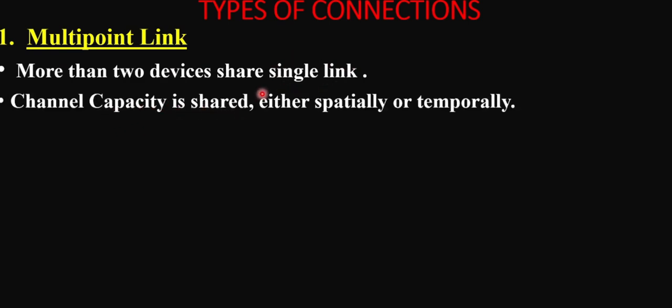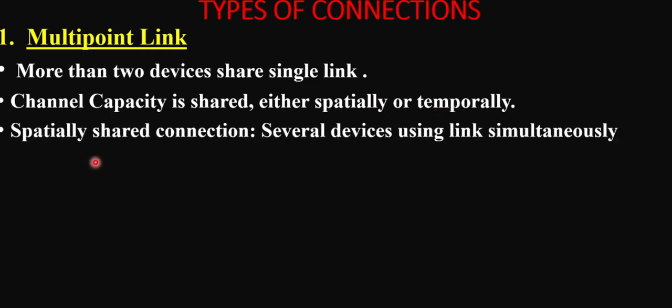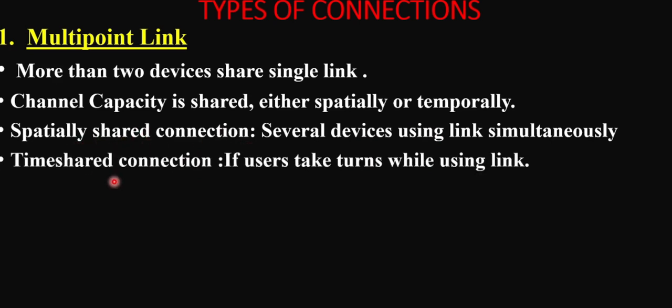Now channel capacity is shared among multiple devices, either spatially or temporally. A spatially shared connection is where several devices use the link simultaneously. All the devices will use the same link at the same time. So when the devices use the same link at the same time, it is called a spatially shared connection. And it is called a time shared connection if users take turns while using the link.